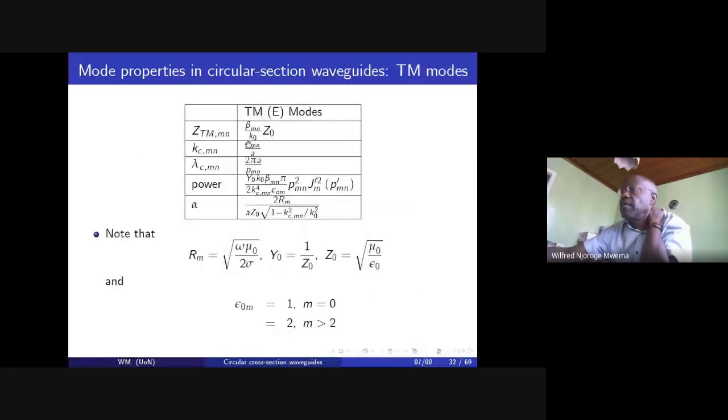And we note that for these modes, the Rm is just going to be given by the square root of omega mu naught over twice sigma. The admittance Y naught, the characteristic admittance, is going to be given by 1 over Z naught, where Z naught is equal to root mu naught over epsilon naught. And epsilon 0, 1, these are the Neumann factors, will have that kind of value.